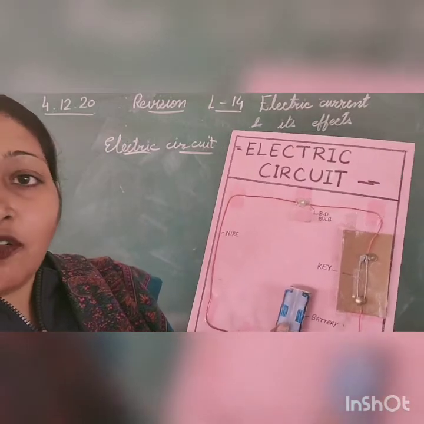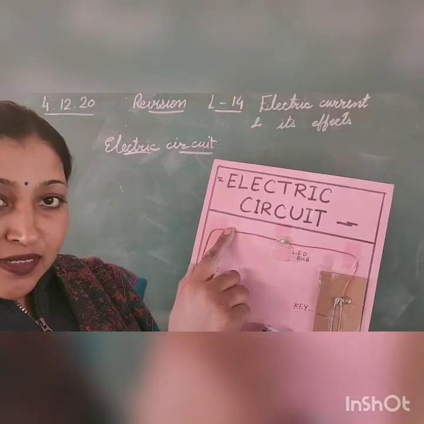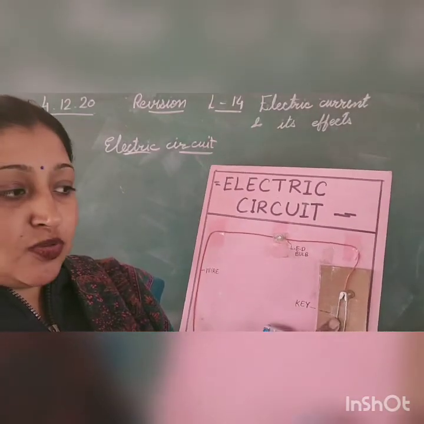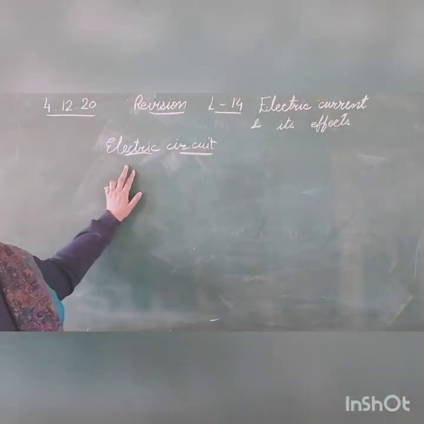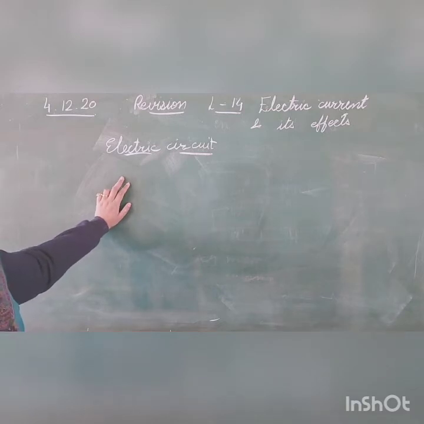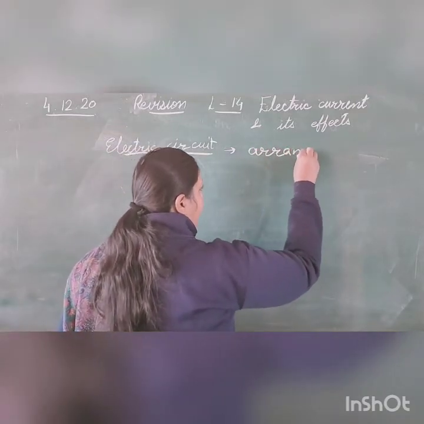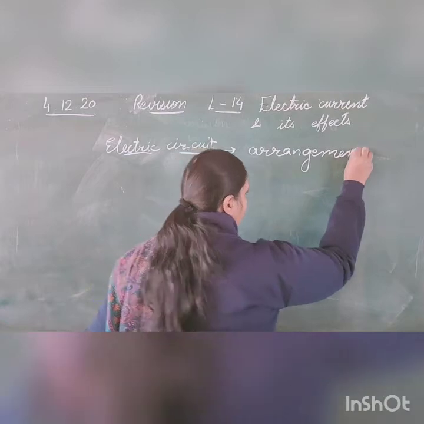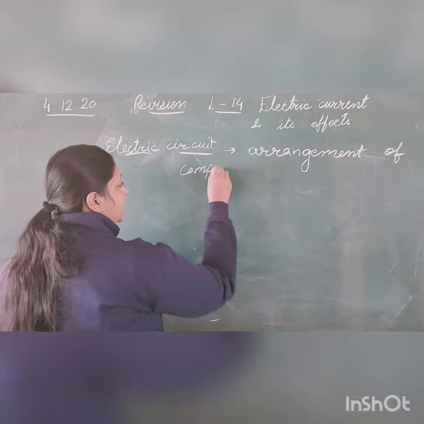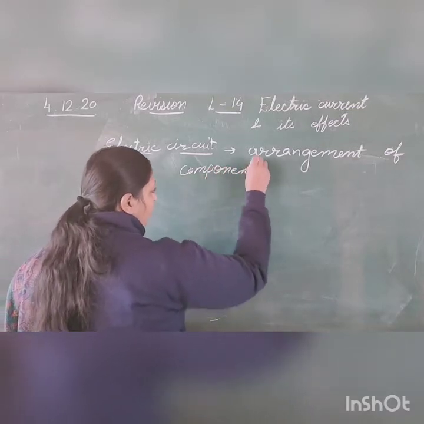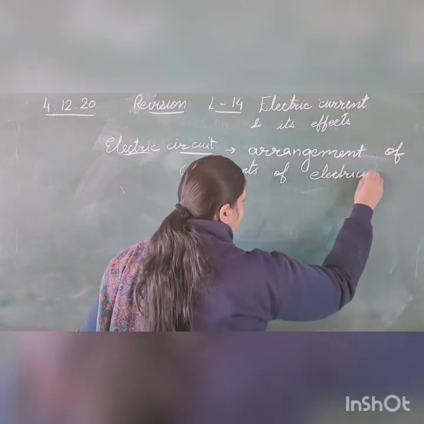An electric circuit consists of a source, that is a battery or cell, then electric wires, third is a bulb, and the other one is a switch. Is it clear? So children, let us discuss what an electric circuit is. Beta, an electric circuit is an arrangement of various components of electricity. This is called an electric circuit.